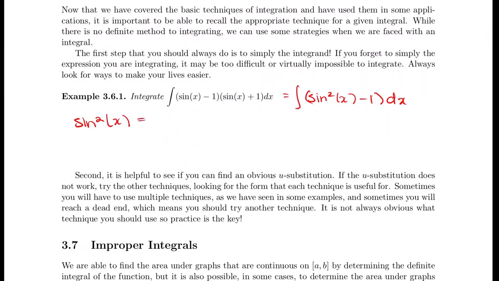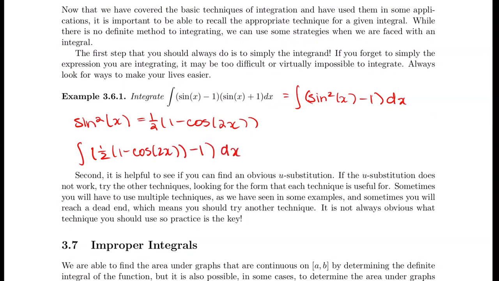And so we could also write that sine squared of x is one of the half angle identities. So we have 1/2 times 1 minus cos 2x, right? So that means the integral of 1/2 times 1 minus cos 2x, minus 1 dx. And then you would just have to continue on from here, right?